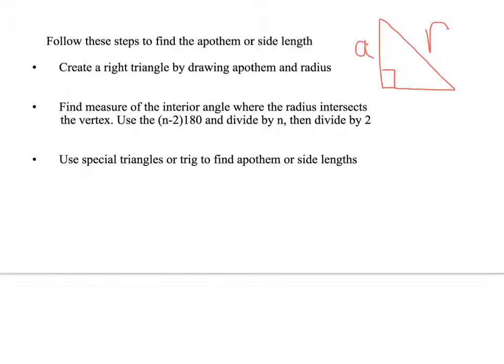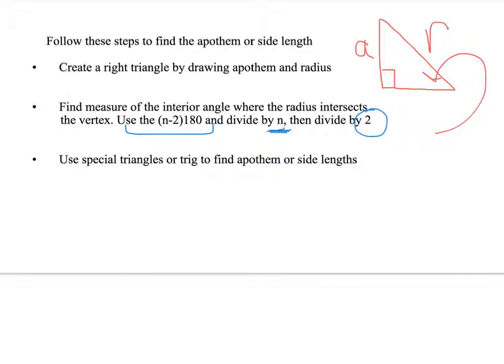Now, we may also need to find the measure of an interior angle. And what we're going to do then is go back to our formula, n minus 2 times 180. That'll give us the entire sum. We're going to divide it by n, which is the number of sides, and then we're going to divide that in half, and you're about to see why.